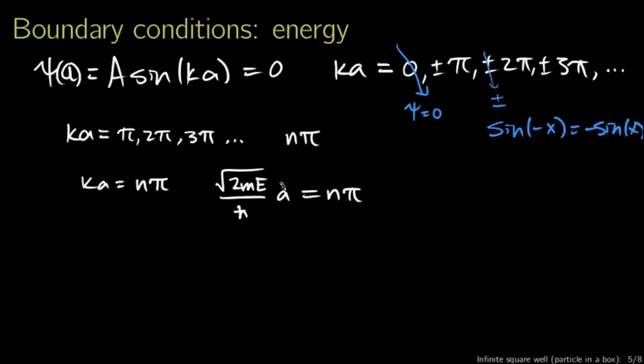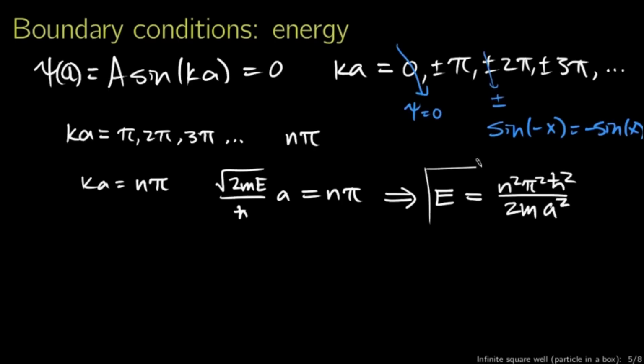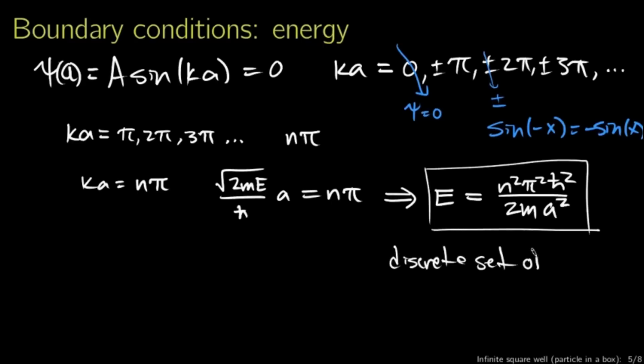Now a, that's a property of the system. We're not going to solve for that. m, that's a property of the system. h bar, that's a physical constant. The only thing we can really solve for here is E. So let's figure out what that tells us about E. If you solve this for E, you end up with n squared pi squared h bar squared over 2 m a squared. This is a discrete set of allowed energies.